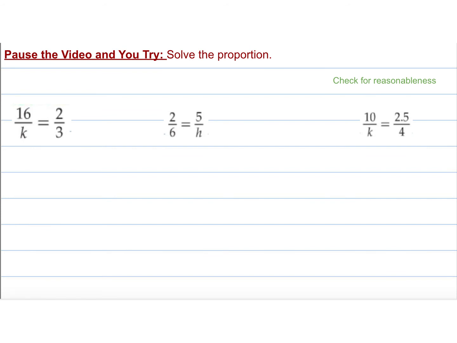Again, here's where I would like you to pause, try these on your own, and then watch through and see if you got the correct answers.